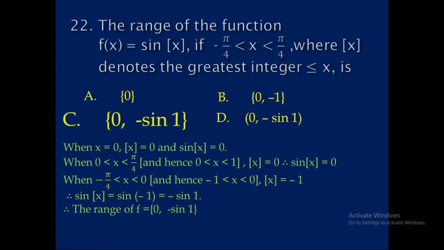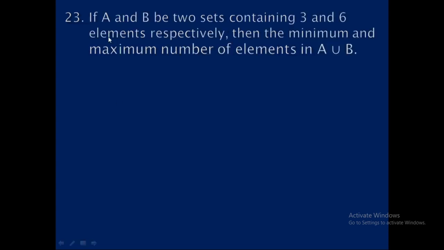Next question: if A and B are two sets containing 3 and 6 elements respectively, then the minimum and maximum number of elements in A union B. Option A, 3 and 6. Option B, 6 and 9. Option C, 3 and 9. And option D, 0 and 9.